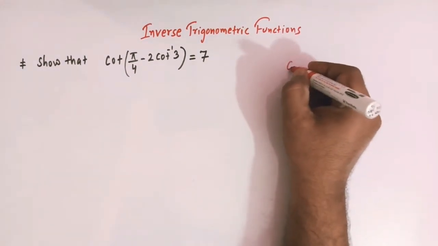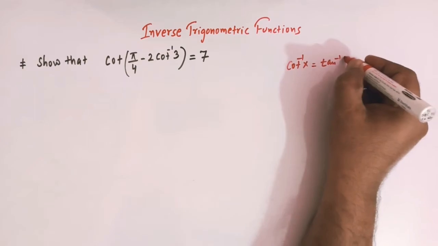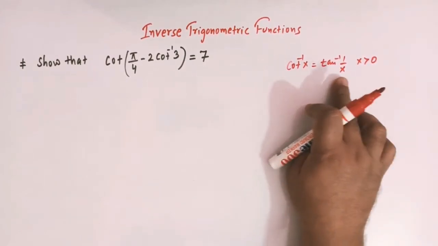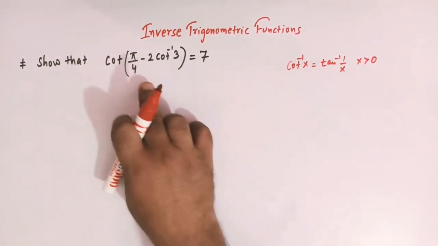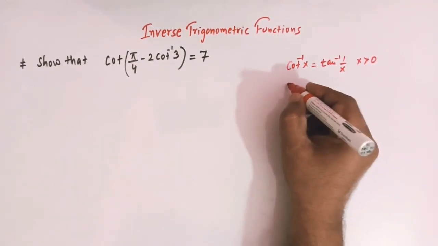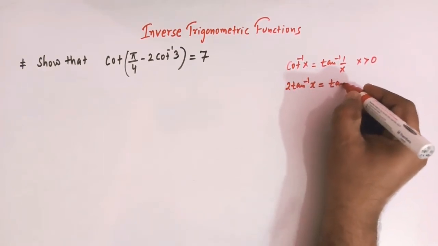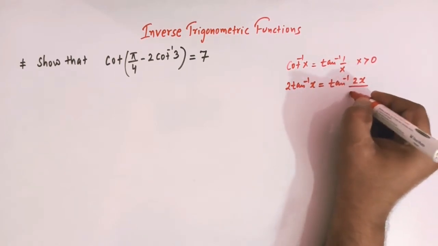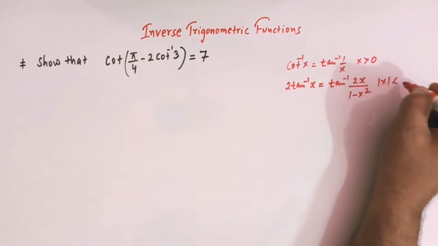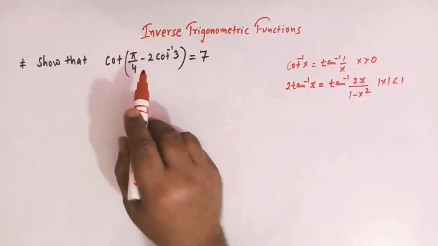So the first result is cot⁻¹ x = tan⁻¹(1/x) whenever x is greater than 0. This is the first result which we will use to prove this statement. And the second one is 2 tan⁻¹ x = tan⁻¹(2x/(1 - x²)), and the condition is that the modulus of x must be less than 1. This is the second result which will be used here.